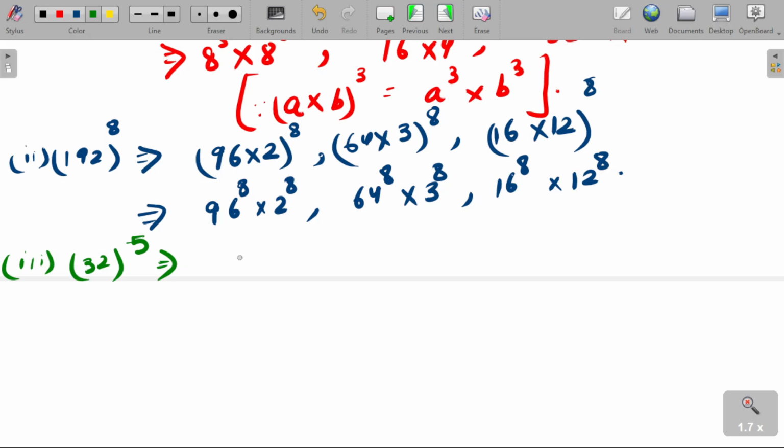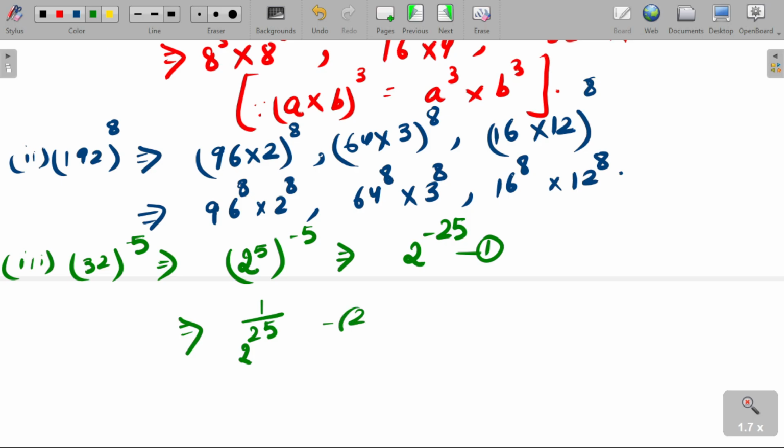It can be written as, firstly, 2 raised to 5 raised to minus 5, leading to 2 raised to minus 25, right? 2 raised to minus 25. So let's resolve it. It can be written as 1 upon 2 raised to 25, one way. This was the one way, this is the second way, right?